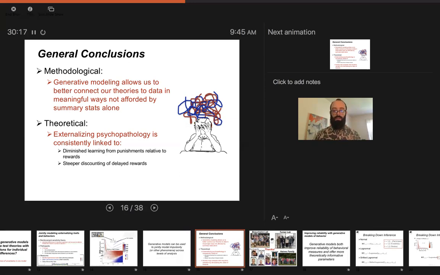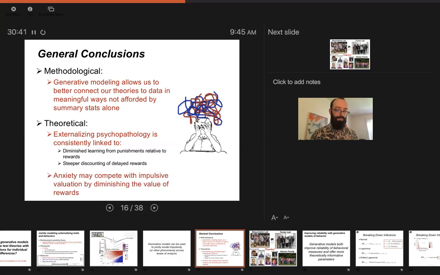One of the reasons that might be the case is because people simply are not as sensitive to learning from punishments relative to rewards, and that's something we found even in this simple behavioral task. Also, we find that people with externalizing disorders have steeper discounting of delayed rewards. A lot of what I've showed you is specific to substance use, but I'm currently working on some studies that extend a lot of these ideas to adolescents with externalizing psychopathology. And then finally, in that last study I showed that anxiety can compete with impulsive valuation by diminishing the value of rewards, and this can lead to these interactions between impulsivity and anxiety that are predicted by theories.